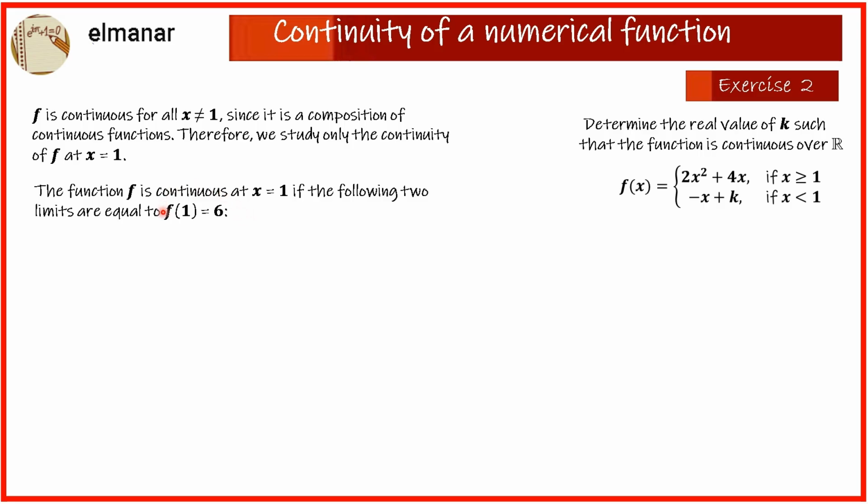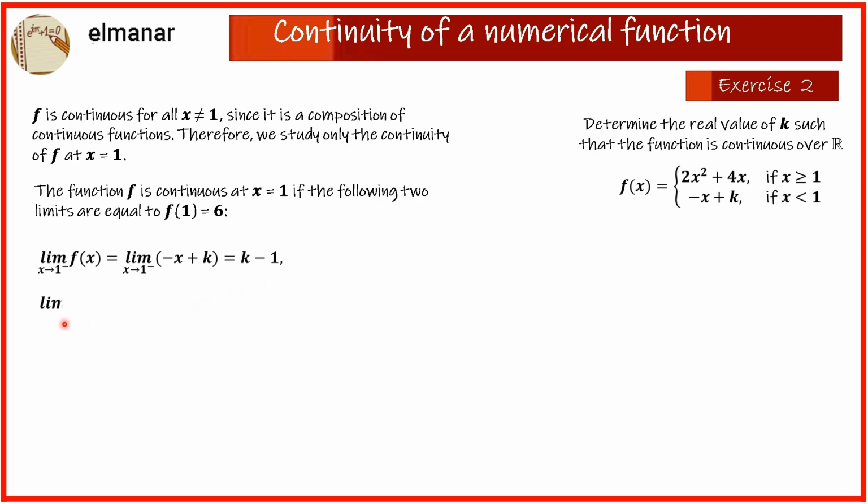Let's start with what the function actually equals when x is exactly 1. We're given that the function equals 6 when x is 1. Now let's focus on the limit of the function as x approaches 1 from the left. That means using the expression for the function that applies to values strictly less than 1. Here we have negative x plus a constant, which we'll call k. Now let's compute the limit of negative x plus the constant k as x approaches 1 from the left. Substituting 1, we get k minus 1.